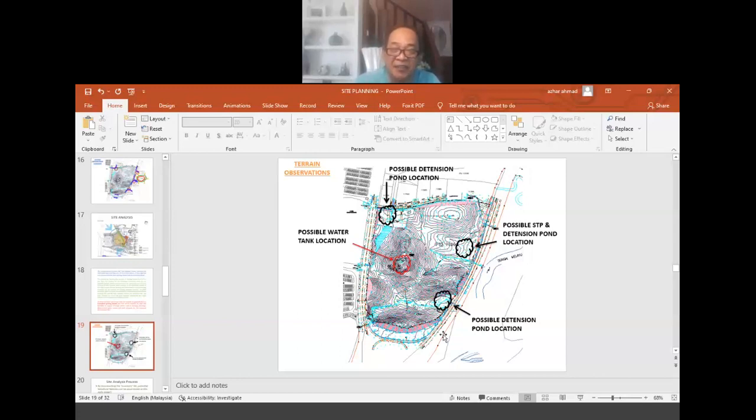And these three other locations are locations that can be used to locate, for example, a possible STP location and also a detention pond location. Now, detention pond, you haven't started on drainage yet. Actually, detention pond is required in drainage design. But just imagine we are in our campus.